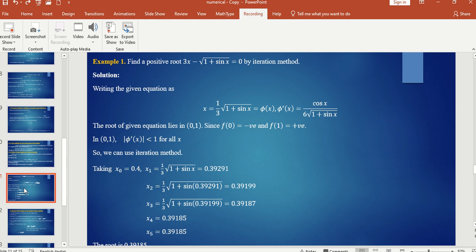And x2 equal to 1 by 3 into root of 1 plus sine of x1, which is 0.39199, and x3 equal to 1 by 3 into root of 1 plus sine x2, which is 0.39187. So like that it goes. And for x4 and x5 we have the similar root up to 5 decimal places. So we stop the procedure and we can say that the root is 0.39185.